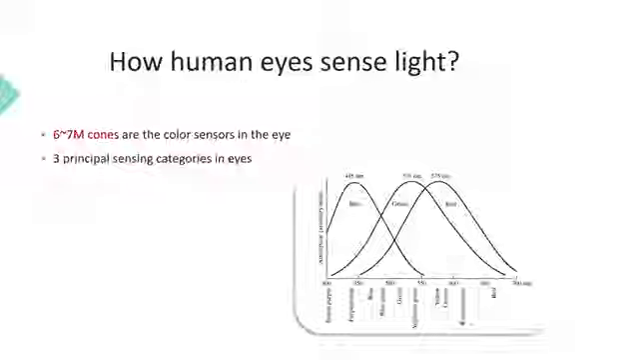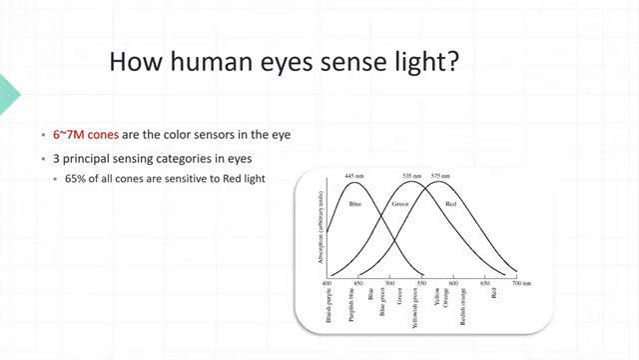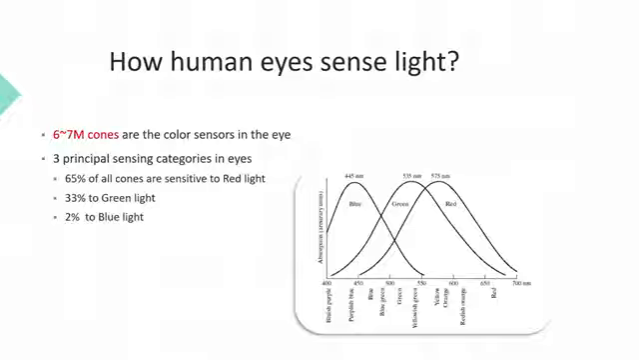The principal sensing categories in the eye are, very first, 65% of all the cone pigments are sensitive to red light. That's why red alert systems. Now 33% are sensitive to green light and 2% to blue light. That is the reason why in nature you find red and green colors in more abundance, whereas blue color in nature is very scarce. This is one of the main reasons why blue color is less available in nature.